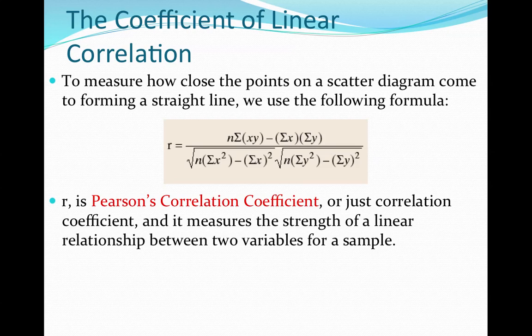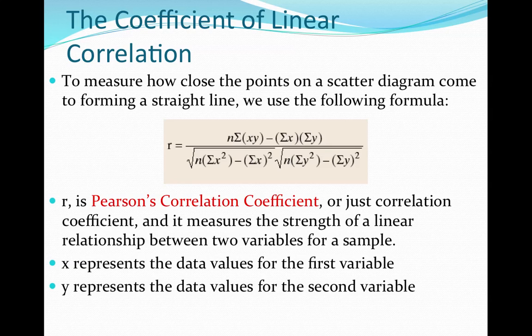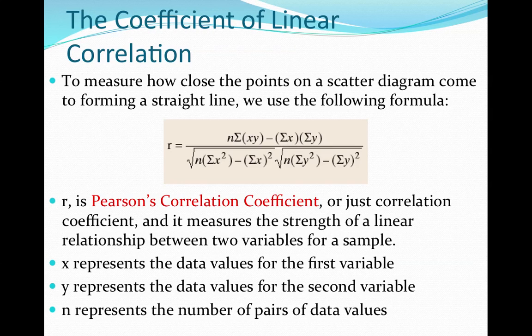R is Pearson's correlation coefficient, or a lot of times we'll just refer to it as the correlation coefficient. It measures the strength of a linear relationship between two variables for a sample. So, if we can measure the strength of two variables, we can say definitively whether or not we have a strong correlation or no strong correlation. X represents the data values for the first variable, where Y represents the data values for the second variable. N is the number of pairs of data values, which is our sample.